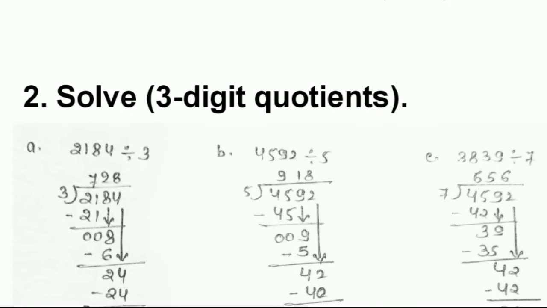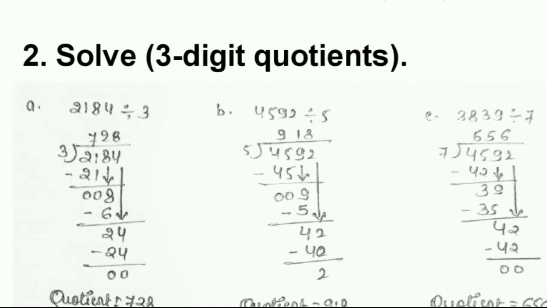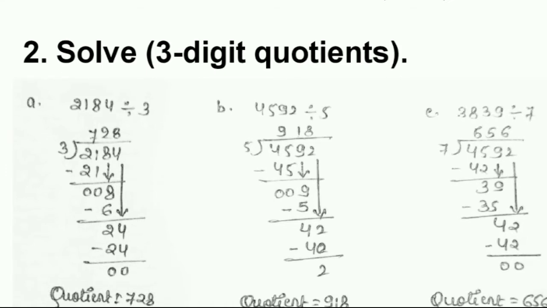Next, solve 3-digit quotient. In this second example, we will get a 3-digit quotient, not a 4-digit one. So 2184 divided by 3. How will we do it? First we will check 3 sevens are 21. We know this, so that it will be completely divisible by this number.